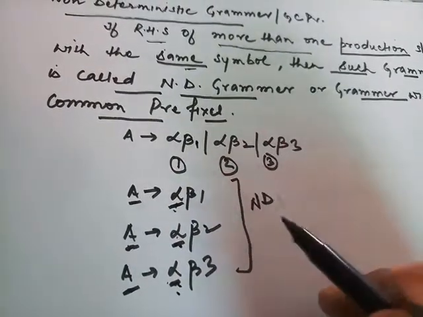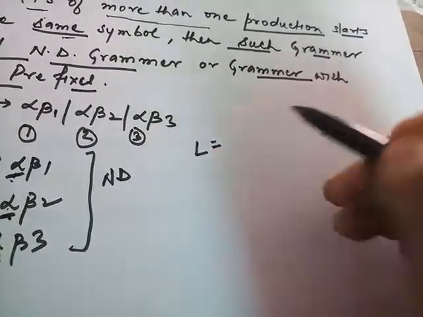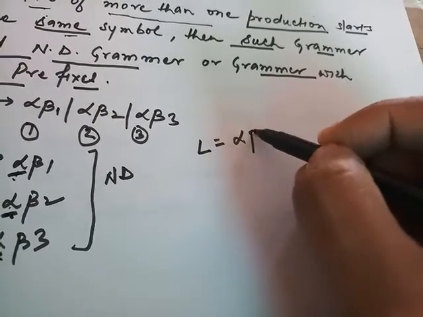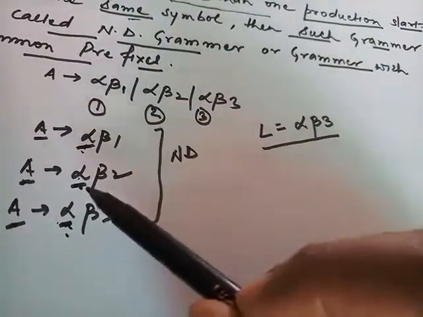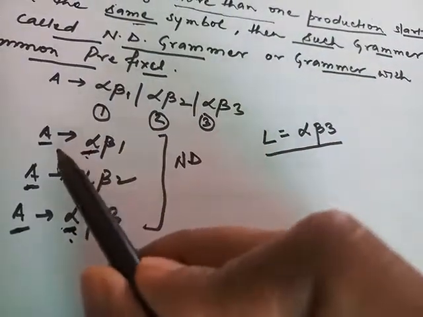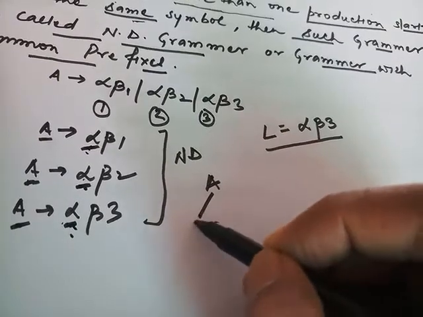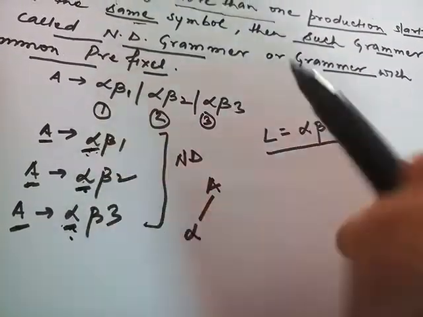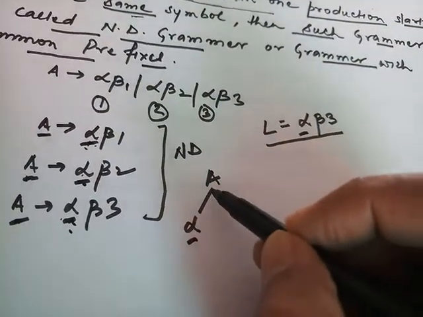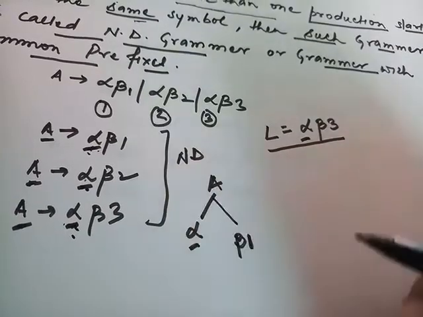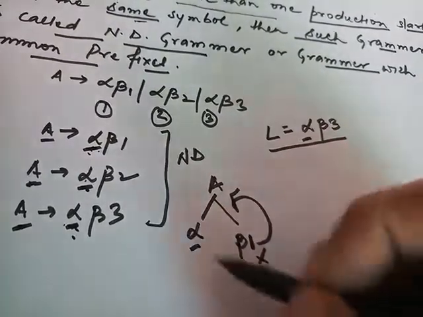But it will create some problem. We will see what the problem is. Just assume that I want to generate a language, for example alpha beta 3. Can I generate this language using these production rules? Can I use production number 1? Production number 1 says that A can generate alpha, which is okay, because I also need alpha as my first symbol. But if I use this production, I will get beta 1. So I got the wrong tree, and I have to backtrack because this production is not useful.